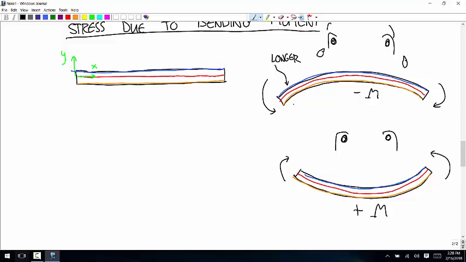So here the top is longer, the bottom is shorter. The red line is the same length. With a positive bending moment, the top is shorter. The bottom is longer. And the line, the neutral axis, that was the same length when you bend it with a negative moment is the same length with a positive moment too.